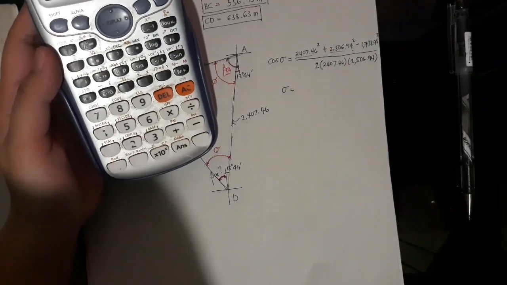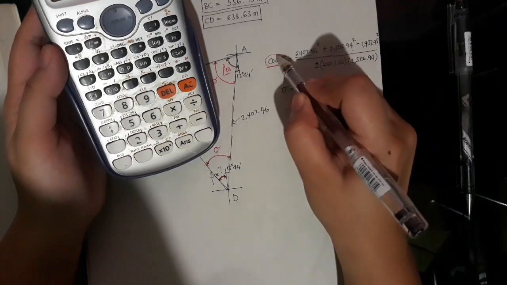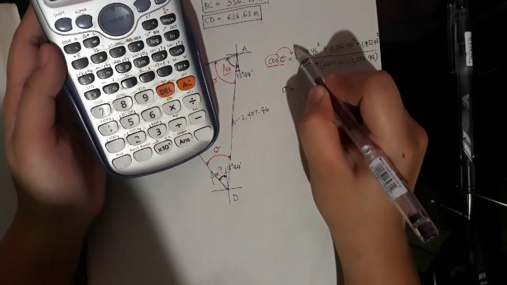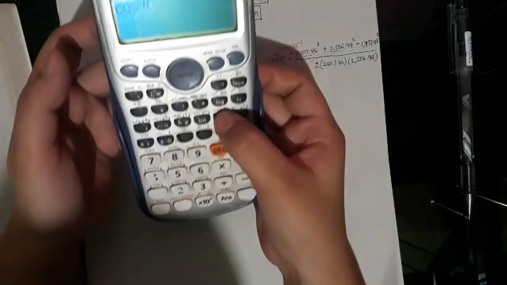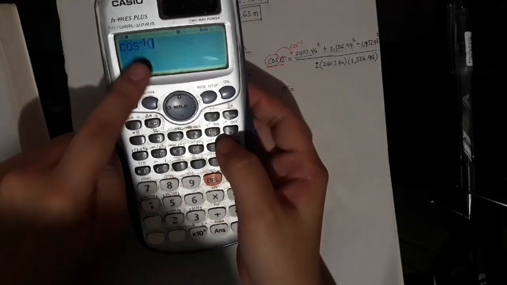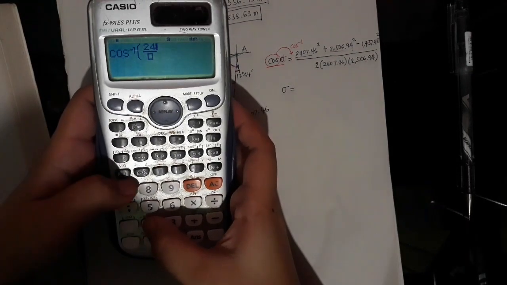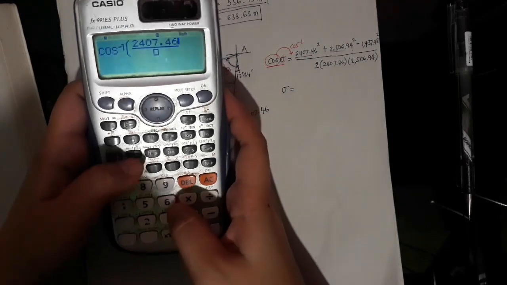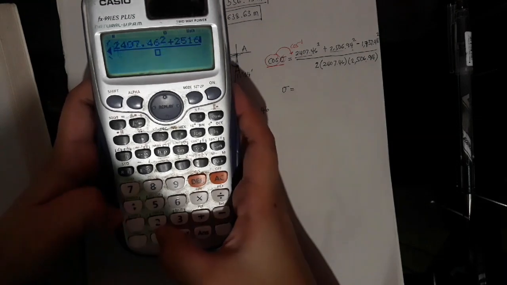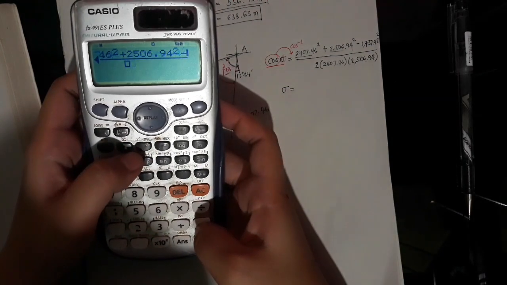To get the angle, since this is the formula for the cosine of this angle, we have to transpose the cosine, so it becomes arc cosine. We press Shift, then press cosine, so that arc cosine comes out. Then we type 2,407.46 squared plus 2,506.94 squared minus, what is that?